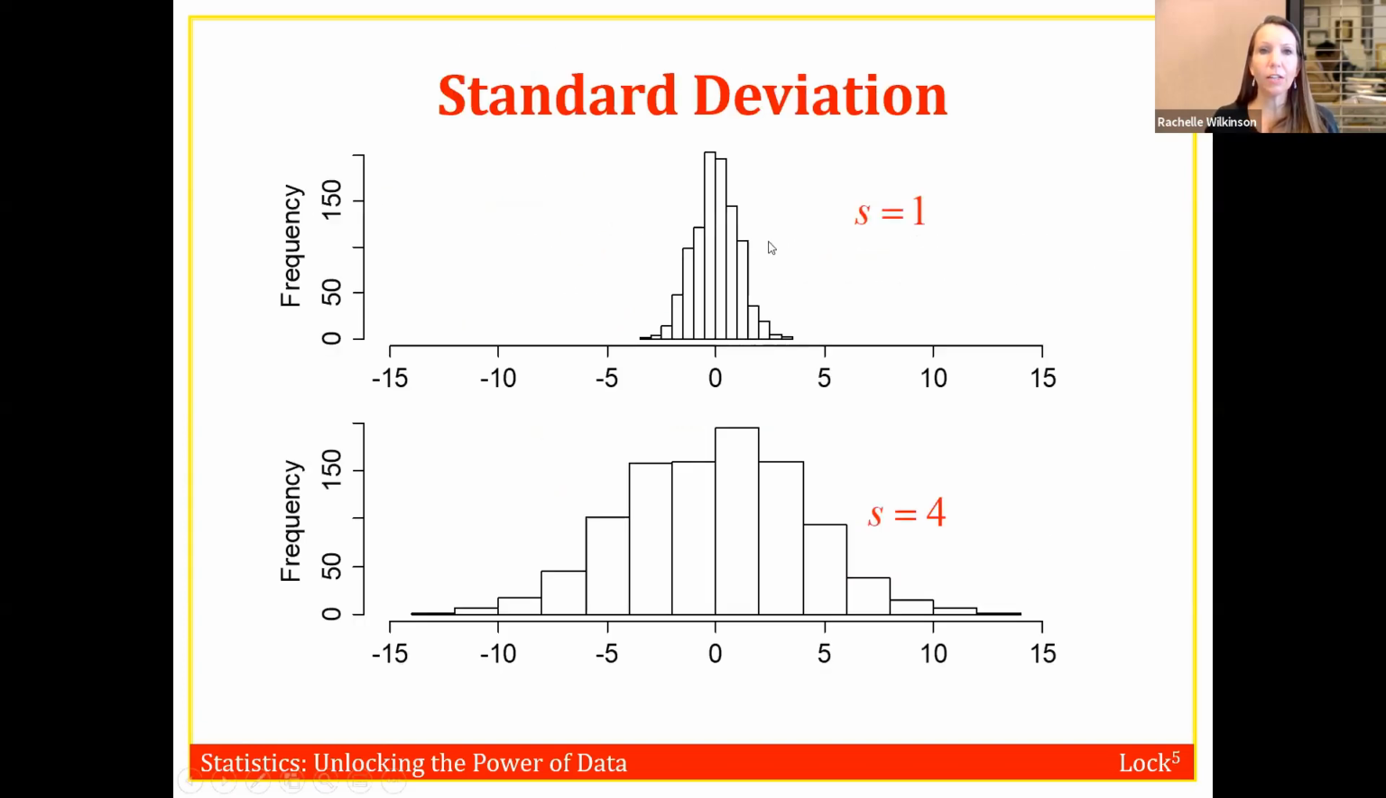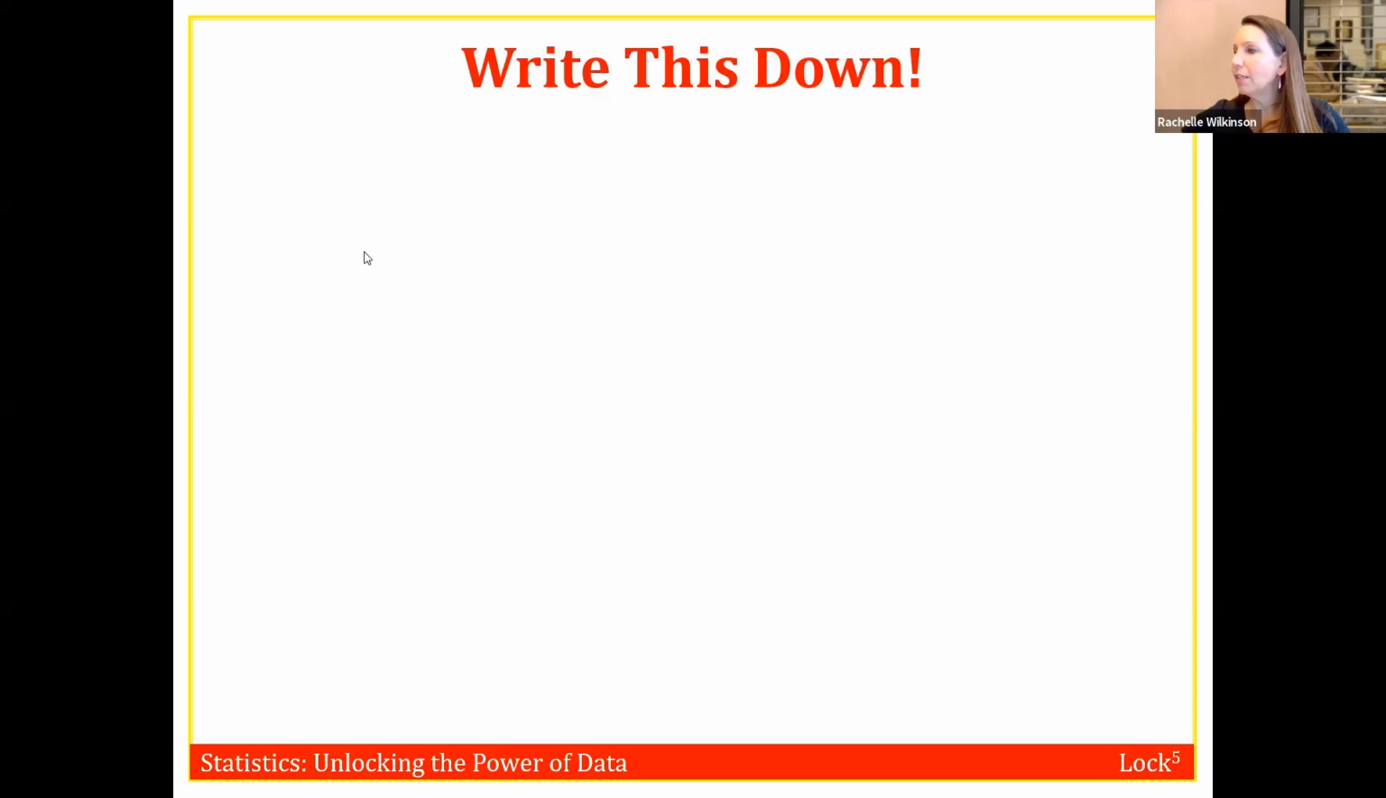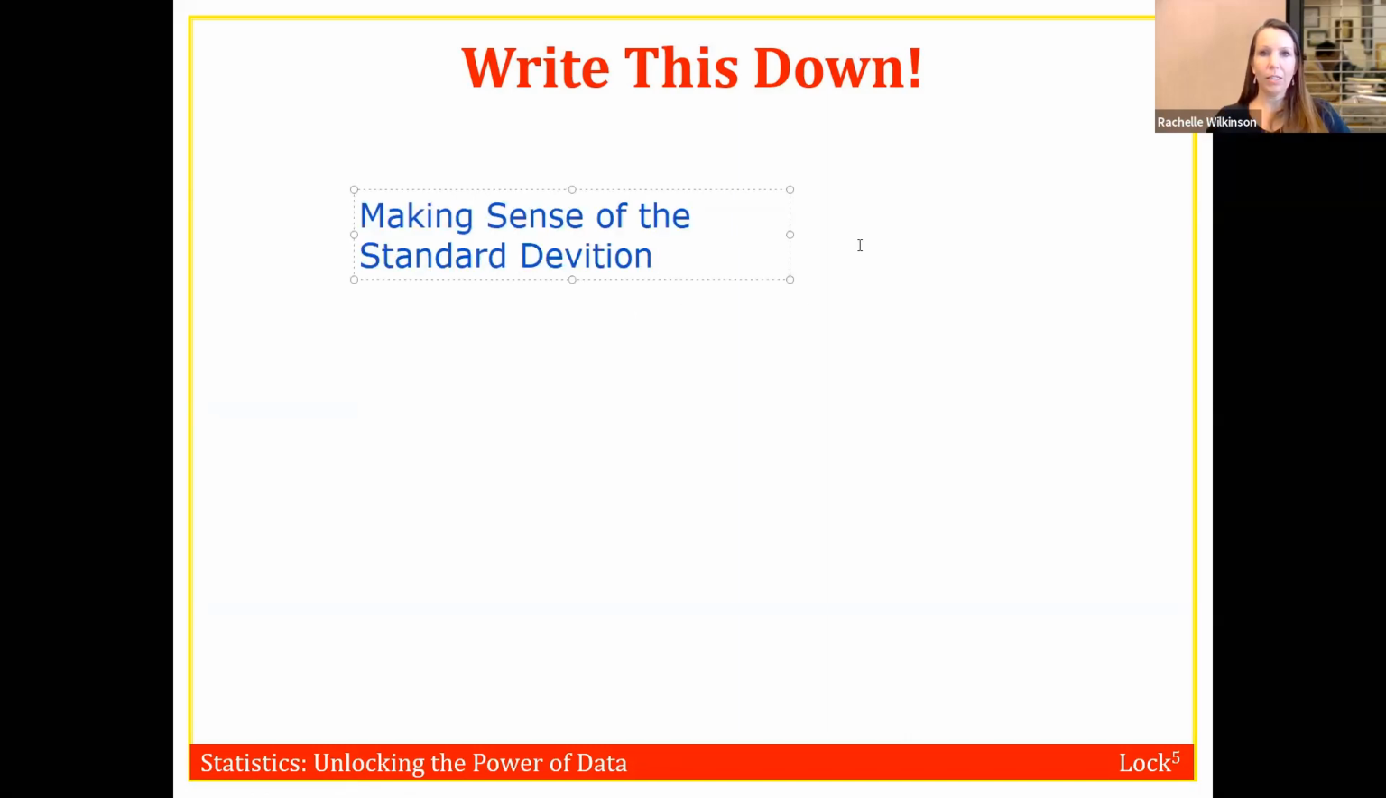Okay, so here's just an example. You can see that the standard deviation up here is 1, and everything's really tightly clustered together. Down here, the standard deviation is 4, so the points are a lot more spread out. Let's talk about a few things that the standard deviation is going to be helpful for. I call this making sense of the standard deviation.